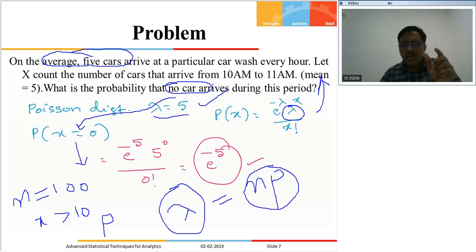What is x here? What is the random variable? The random variable x is the number of cars that arrive between 10 and 11 am. That is the random variable. But x equals 0 means no car arrived. x equals 1 means 1 car arrived. x equals 2 means 2 cars arrived. So what are the corresponding probabilities?